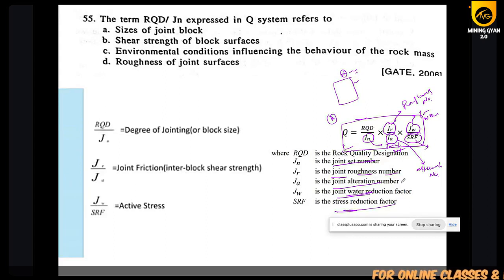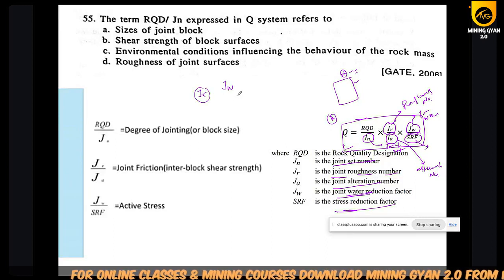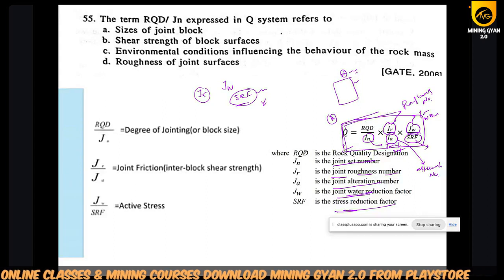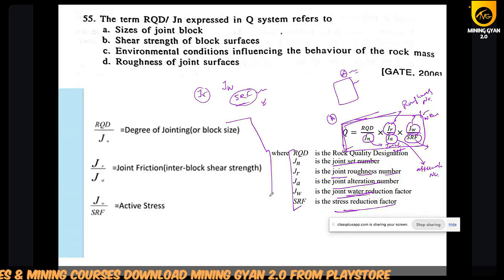So if he makes a question on the basis of a formula and he is not asking you the numerical, then what will he do? He will ask in the Q formula what is JR or JW or SRF. What is the meaning of the SRF term, the stress reduction factor? In the theory section he may frame this type of question. So try to remember the formula in such a way that you also remember the terminology. Write down this formula and these terms on your paper, so if he asks any of this, you will know.